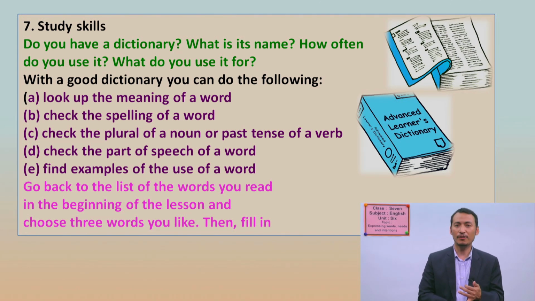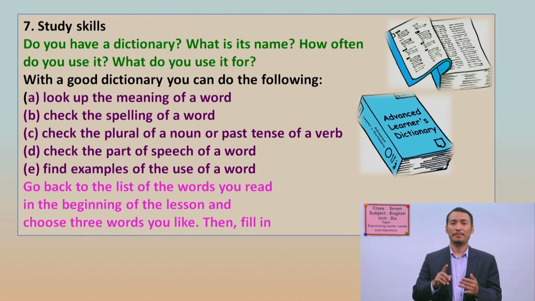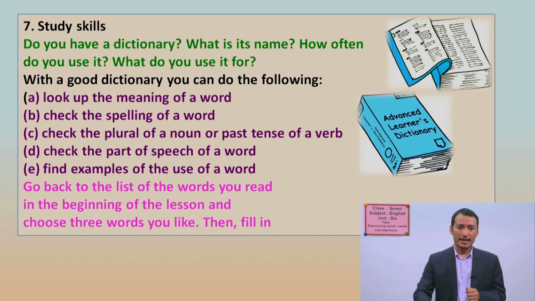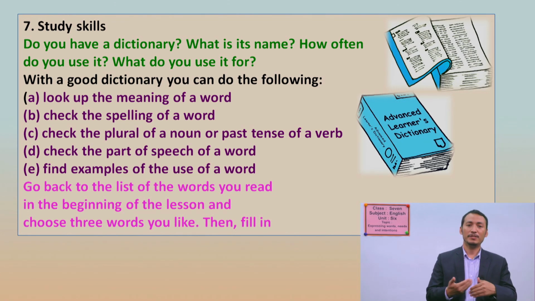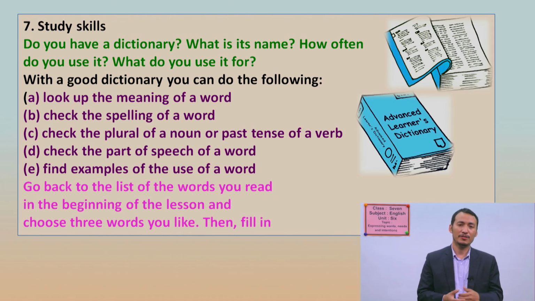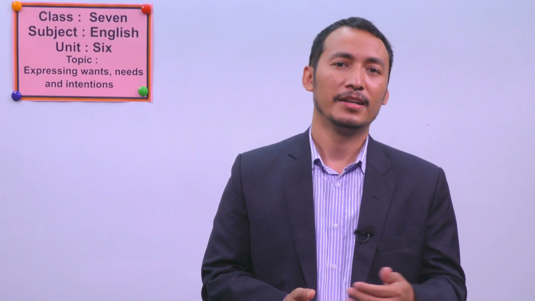Is it a plural or is it a singular or is it a past or present verb? And another one is the parts of speech of a word. Okay, some words are nouns, some words are verbs, some words are adjectives. So you can find out which parts of speech it belongs to. Now let's have a look at another thing that you can find, the examples of the use of the word. You can find the sentences in which the words are used.